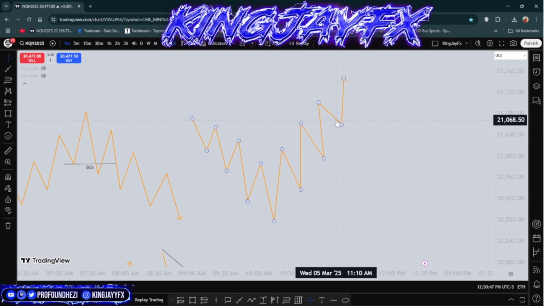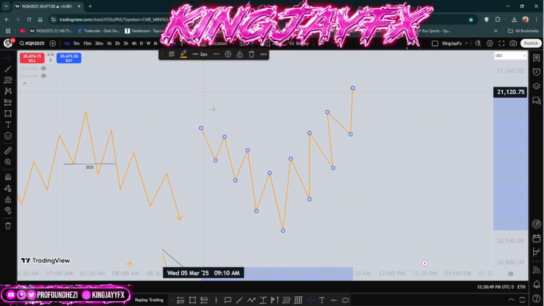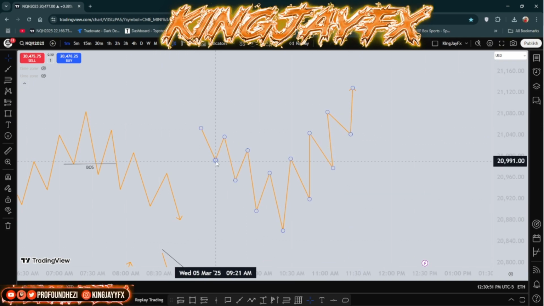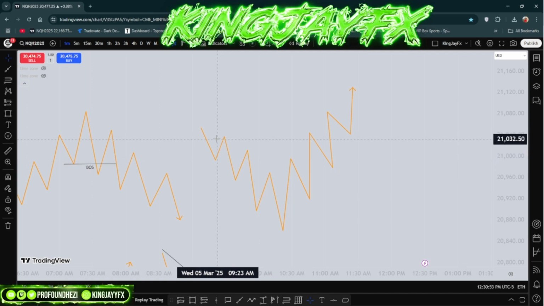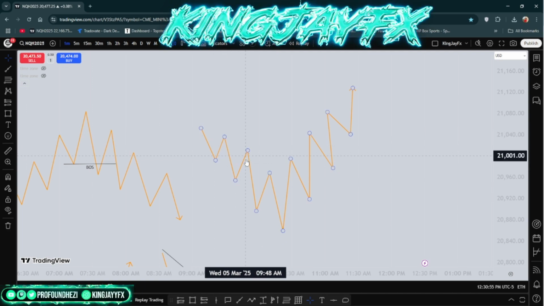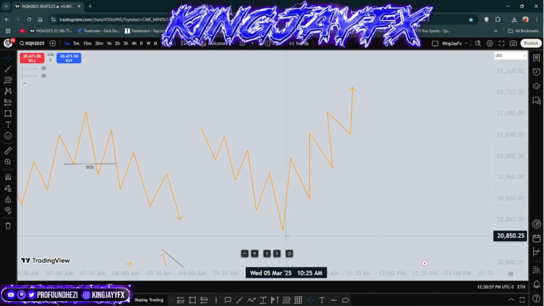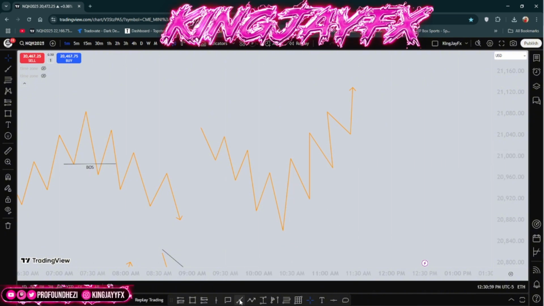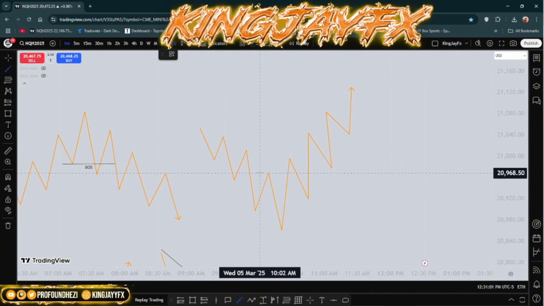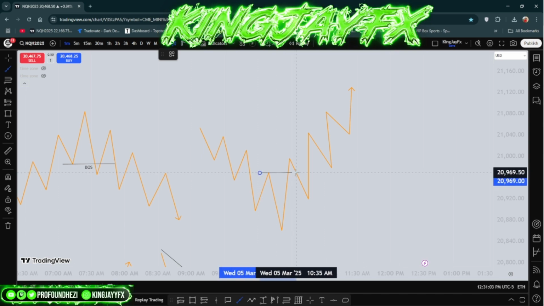Now let's go over this downtrend to uptrend. Lower high, lower low, lower high, lower low, lower high, lower low, higher low. Where will we draw the line? Right here, at the break of structure.